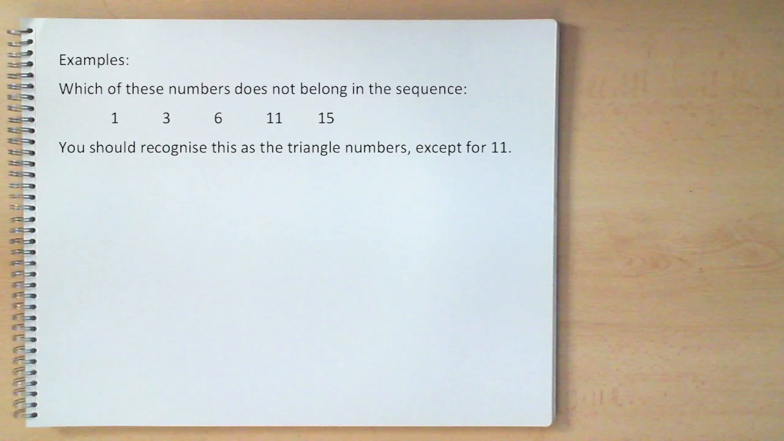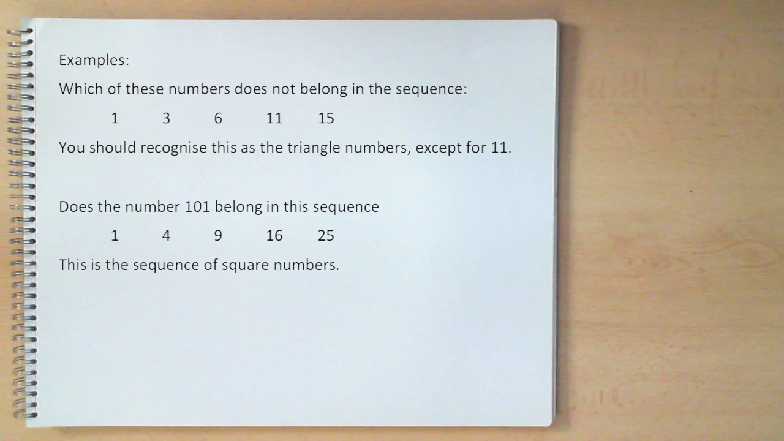Here's another question. You're given a sequence of numbers and asked, does the number 101 belong in this sequence? Well, you should very quickly be able to notice what that sequence is. It's the sequence of square numbers. 1, 4, 9, 16, 25 is 1 squared, 2 squared, 3 squared, 4 squared, 5 squared, and so on. Does the number 101 belong in that sequence? Well, the question you're really being asked is, is 101 a square number? Well, no, it's not. We know that 100 is 10 times 10, and we know that 11 squared is going to be much bigger than 101. So 101 is not square, so it's not in the sequence.